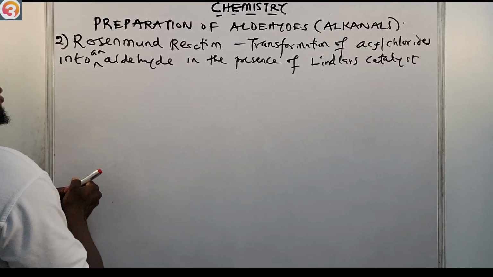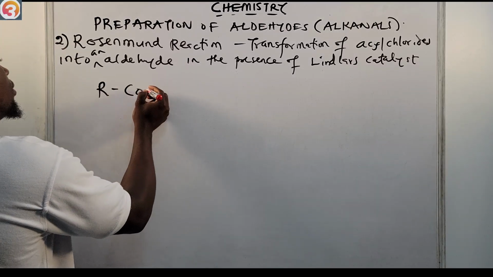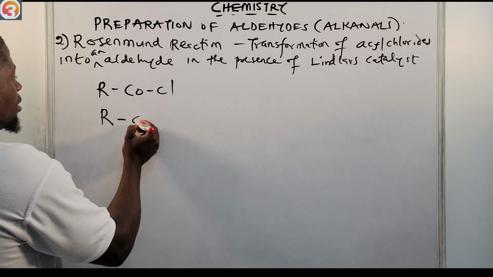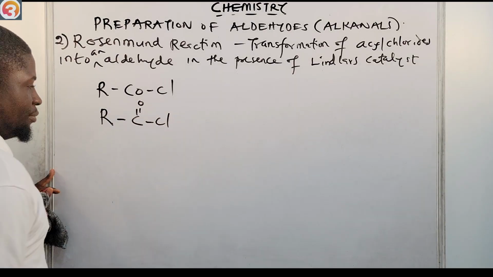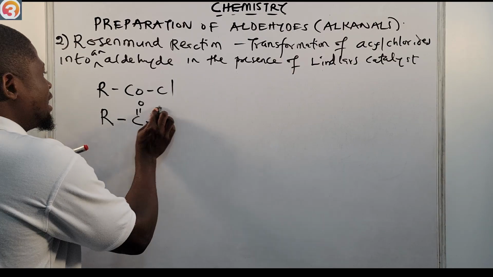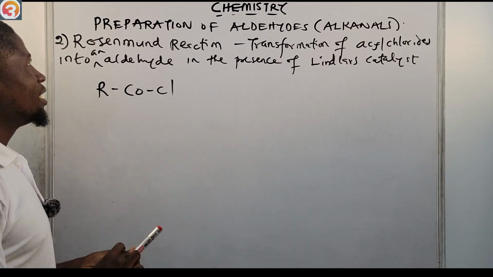So this is an acyl chloride, RCOCl. You can write it like this, or like this: R, C double bonded to O, Cl. So that is what an acyl chloride is. And we say it's a direct transformation.